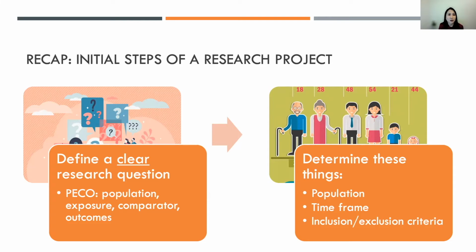And then you also want to think about, after you've defined that research question according to the PECO format, the population of interest, the time frame of the data that you want to obtain, and of course the inclusion-exclusion criteria. So those are kind of the initial key steps of a research project.